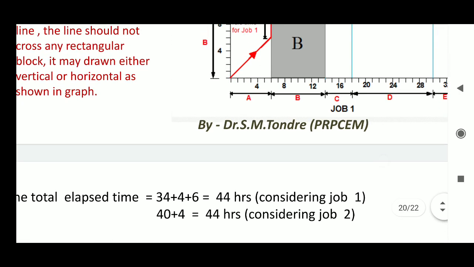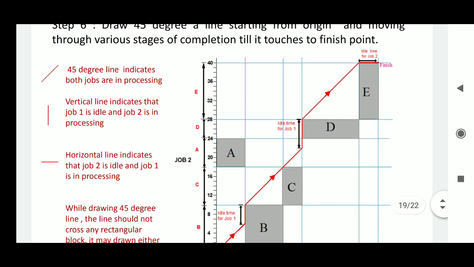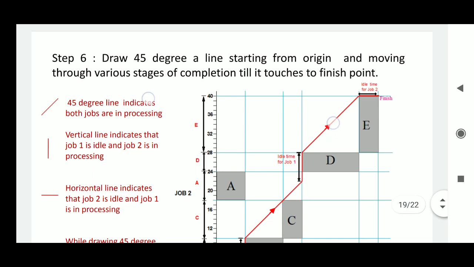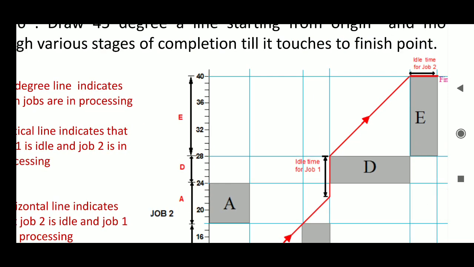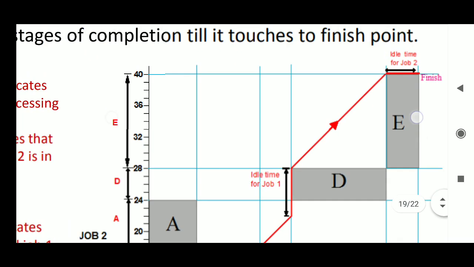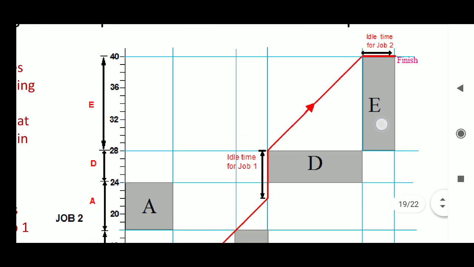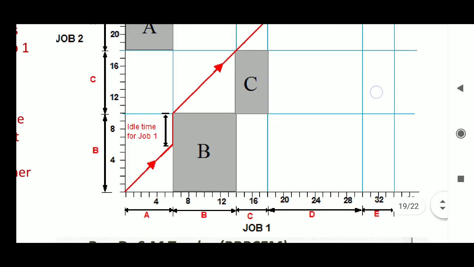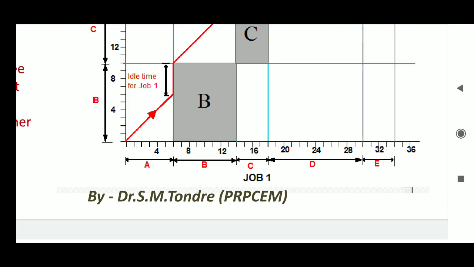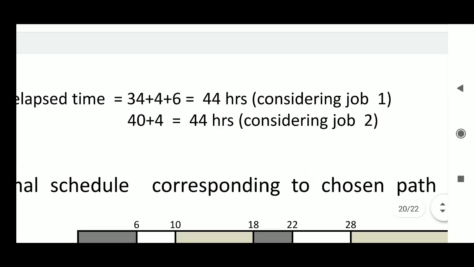Now by considering job 2, you can observe that the end point of job 2 is 40. And now observe the idle time for job 2, that is 4 hours. See the time scale on the x-axis, that is 4 hours. Hence the total elapsed time according to job 2 is 40 plus 4, that is 44 hours.